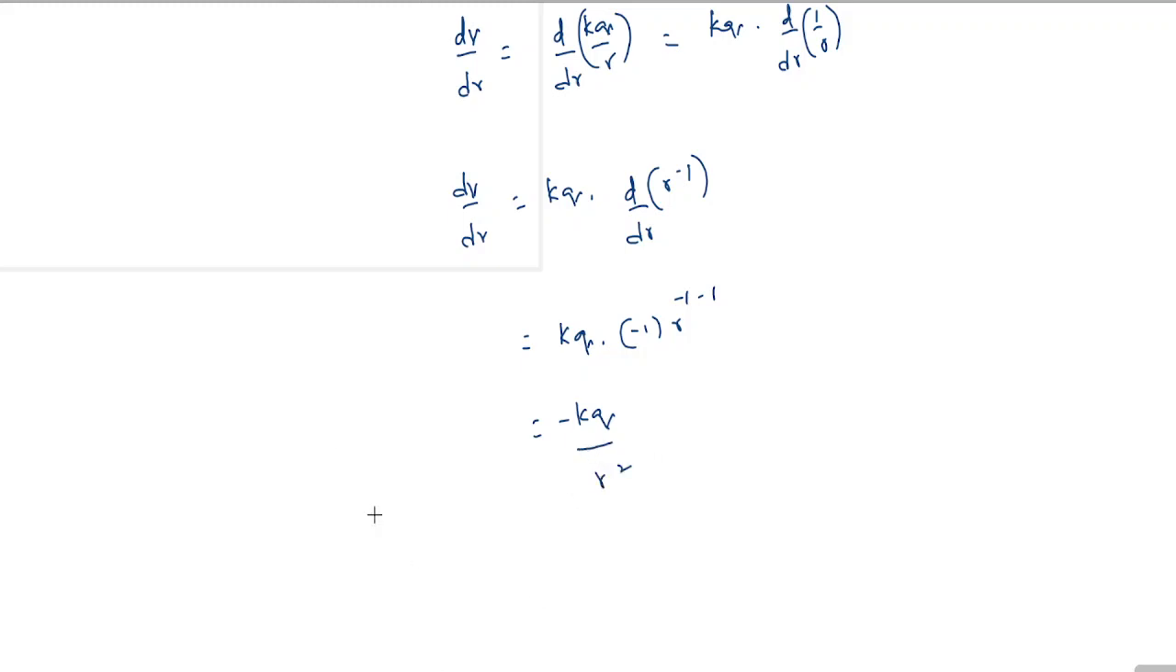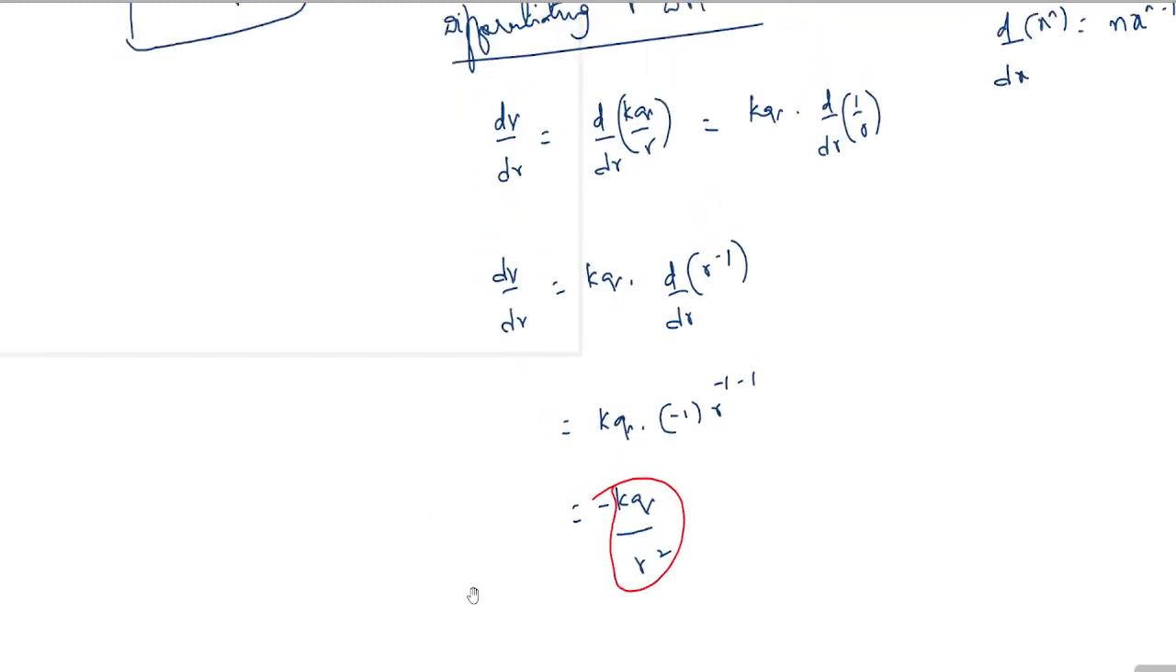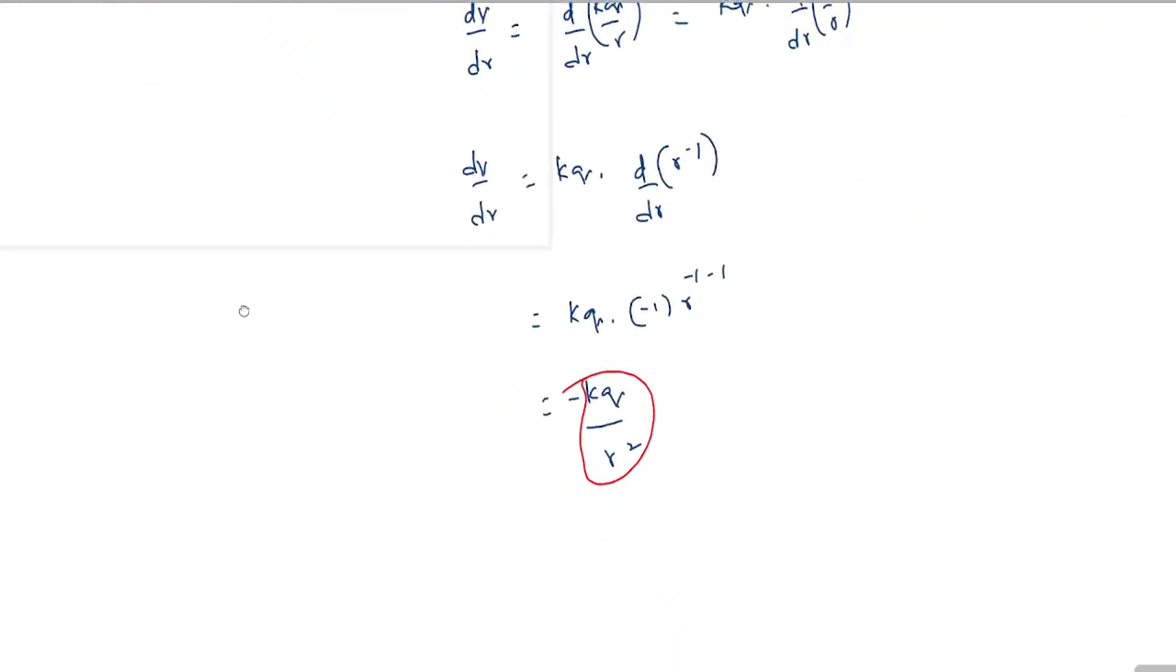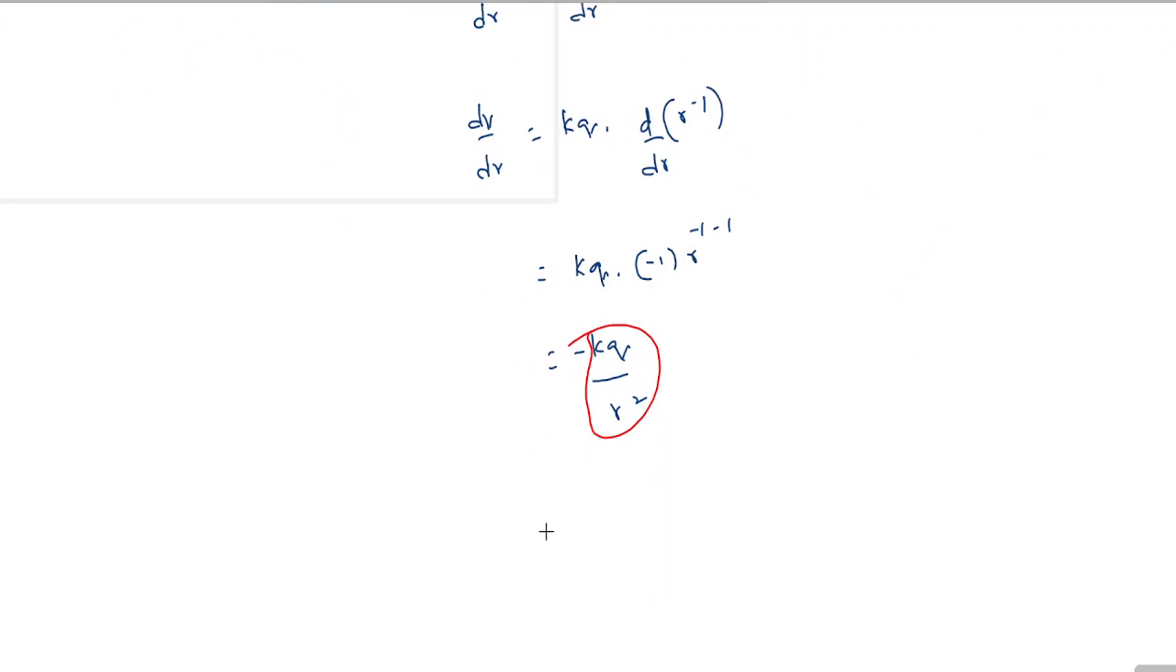But this is nothing but the electric field as seen earlier. Therefore, what we get from here is dV by dr is minus E, or just bringing the minus to this side, E is minus of dV by dr. So any one of these could be used to derive the relevant expression.